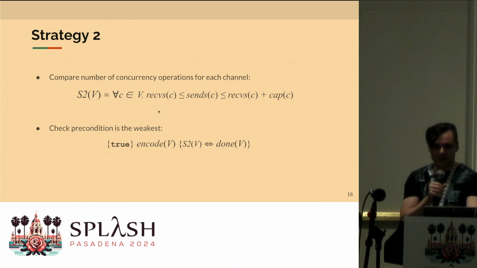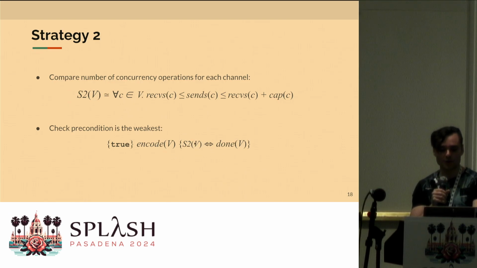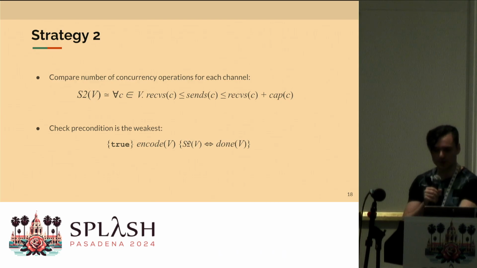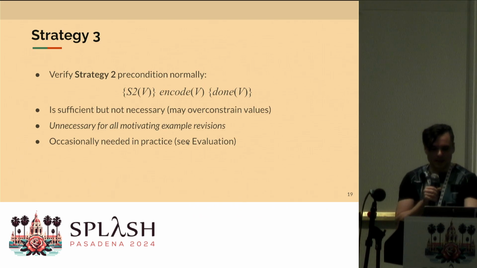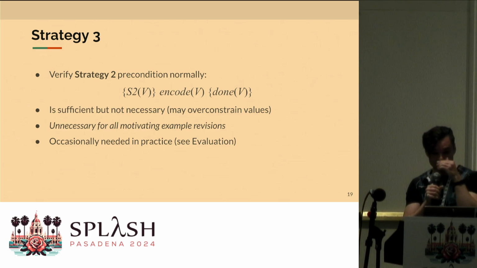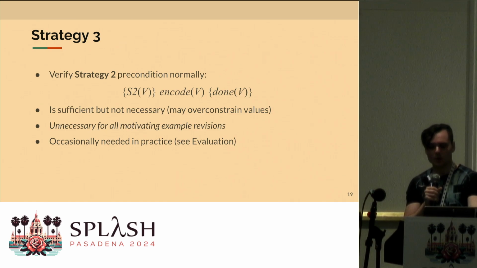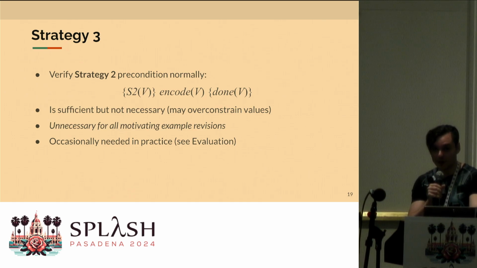Right. So after constructing this proposition for all the channels, we try to verify the program by using this trick to also see whether the precondition we suggested is also the weakest. Failing that, our last line of defense is the third strategy, which basically takes the precondition suggested by the second strategy and verifies the Hoare triple as usual, with the caveat that the precondition, not being checked and guaranteed to be the weakest, might over-constrain the value.